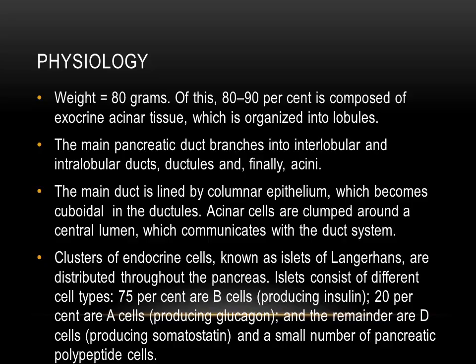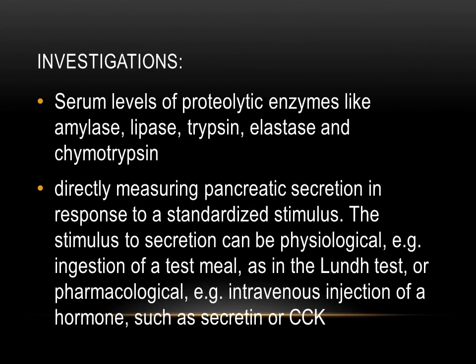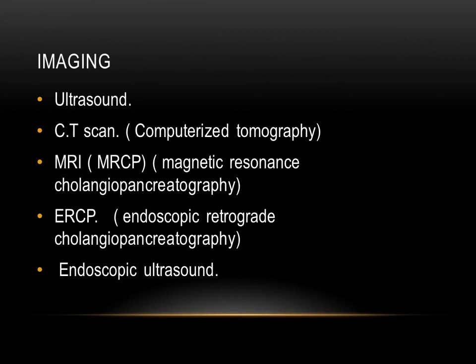How can we investigate pancreatic disease? Regarding the exocrine type, we can measure the level of the enzymes secreted from the pancreas, for example lipase, trypsin, elastase, chymotrypsin, amylase, and so on. The shape of the pancreas can be imaged by ultrasound, computerized tomography, MRI, ERCP, which is endoscopic retrograde cholangiopancreatography, and endoscopic ultrasound. And we will discuss it.